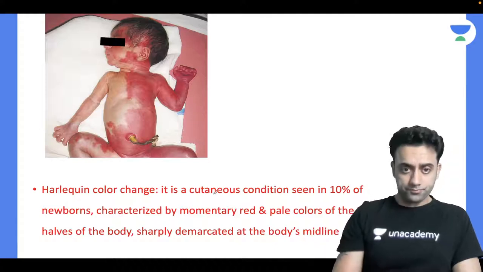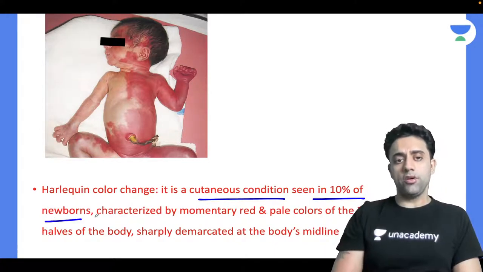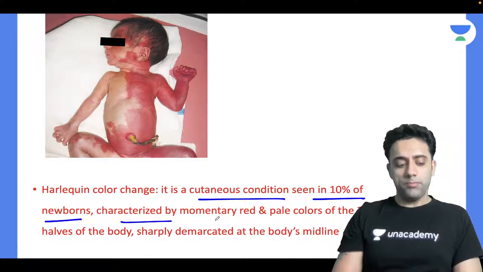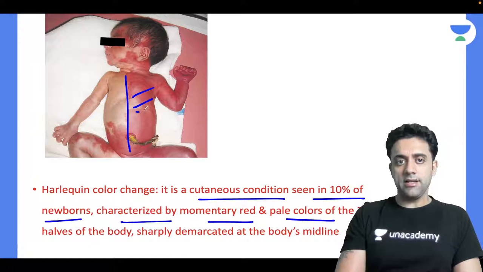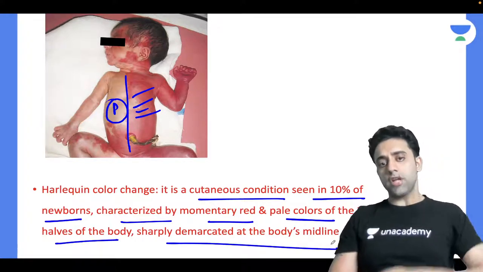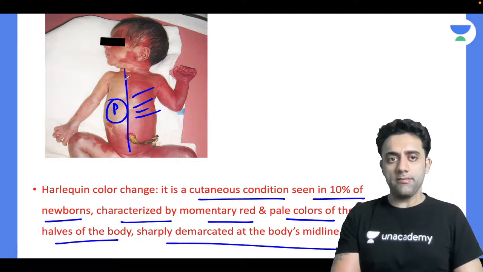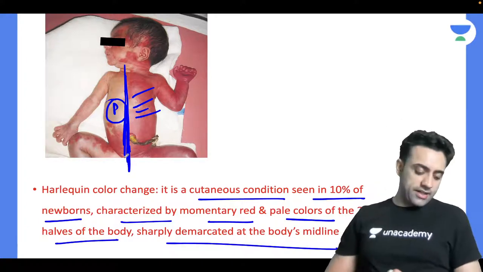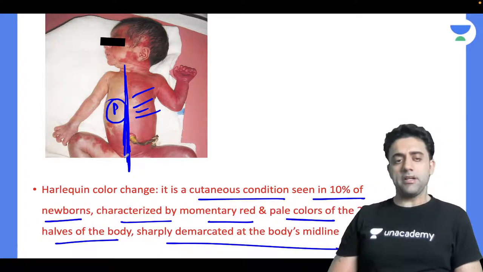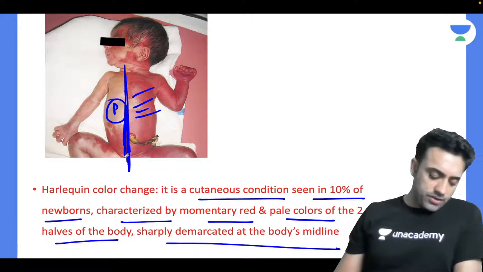Harlequin color change is a cutaneous condition seen in 10% of newborns, characterized by momentary red and pale colors. You can see the red and the pale colors of the two halves of the body, sharply demarcated at the body's midline. So this is nothing but harlequin color change. Harlequin baby is different and harlequin color change is different.